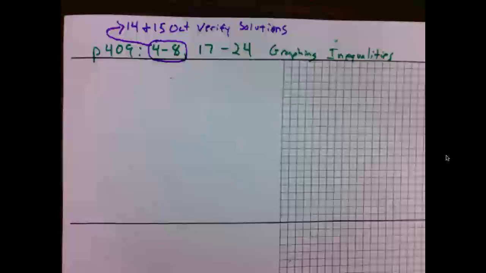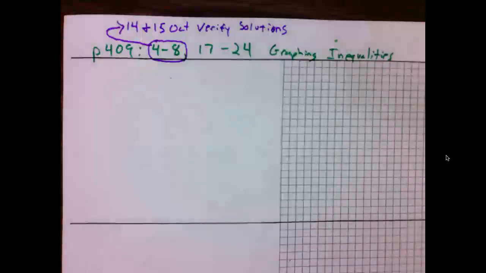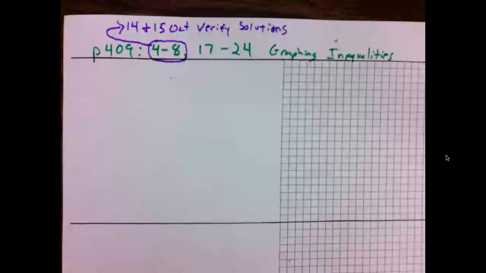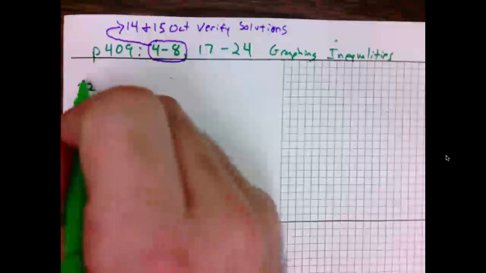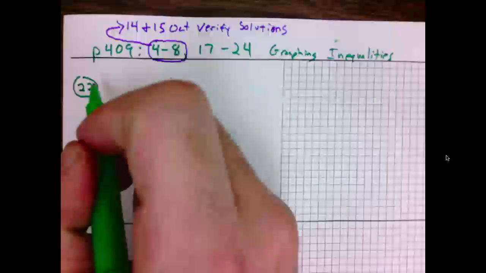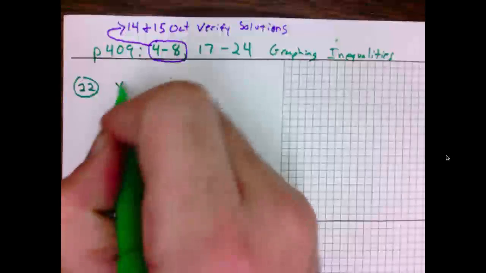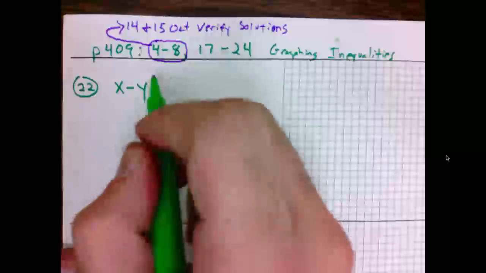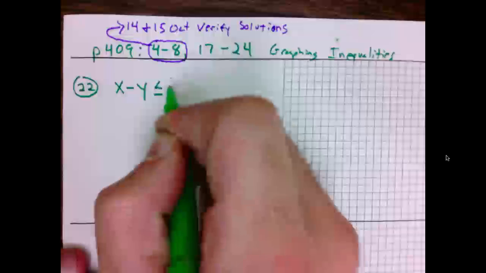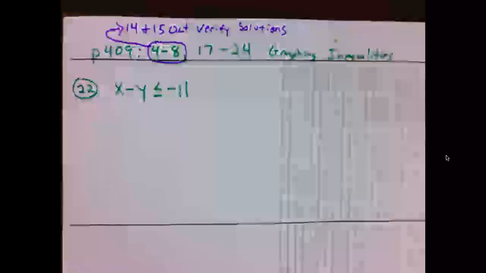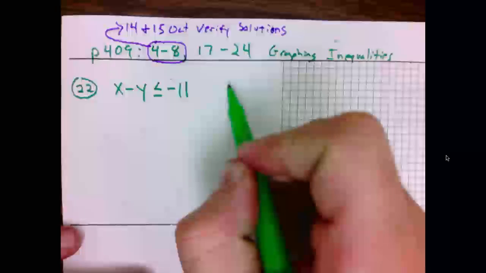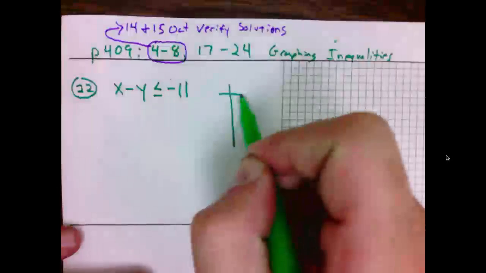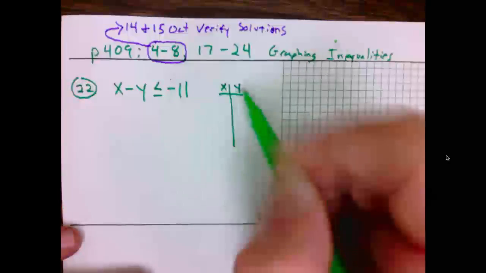I'm going to look now at problem number 22. They give us the inequality x minus y is less than or equal to negative 11. Well, we're going to graph this inequality. Just like any other graphing, we need 2 points. There are multiple ways I can get my 2 points.